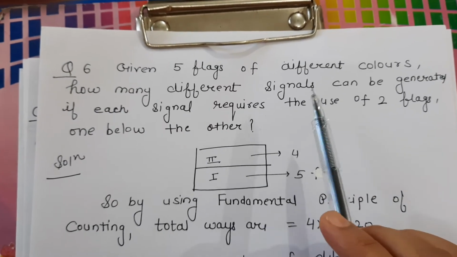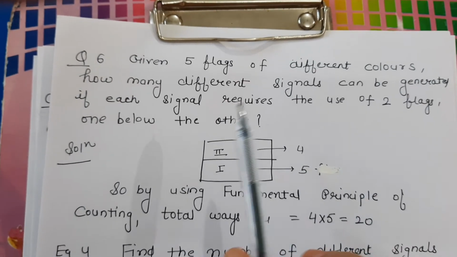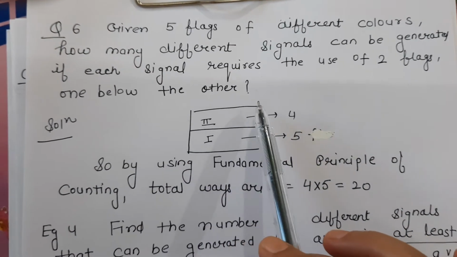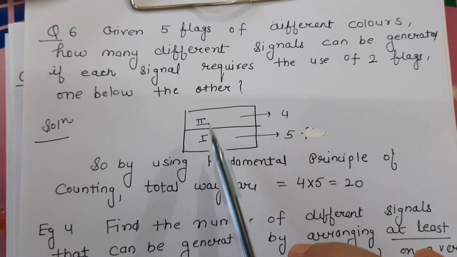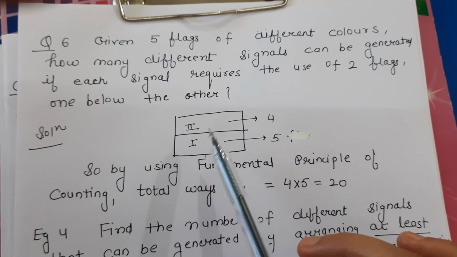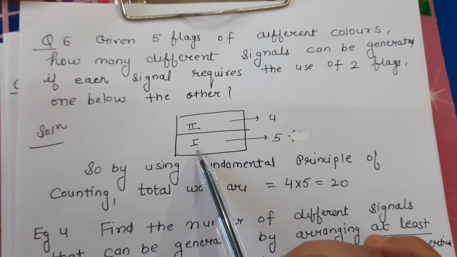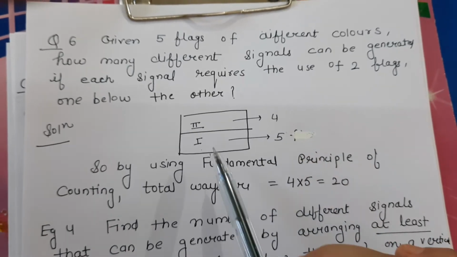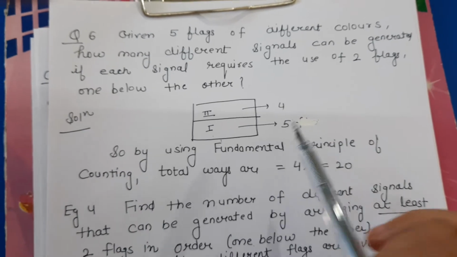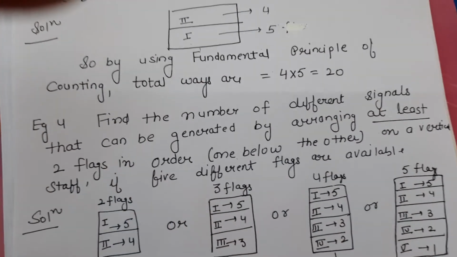Given 5 flags of different colors, how many different signals can be generated if each signal requires the use of 2 flags one below the other? Now we have to use 2 flags one below the other and we cannot repeat the flag. Total flags available are 5. That means for the first place you have 5 ways. The second place can be filled in 4 ways. So total ways are 4 into 5. Answer is 20.